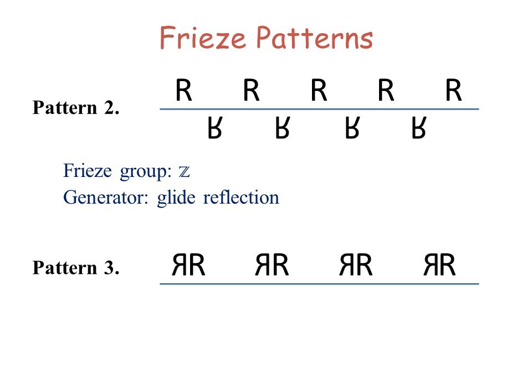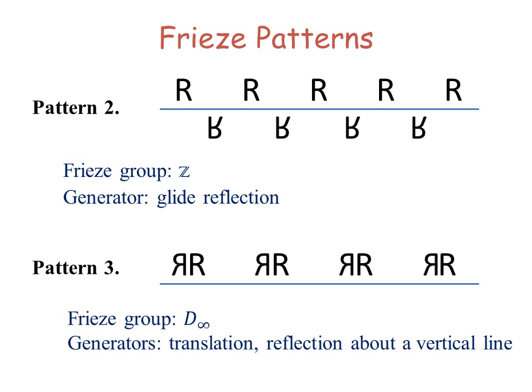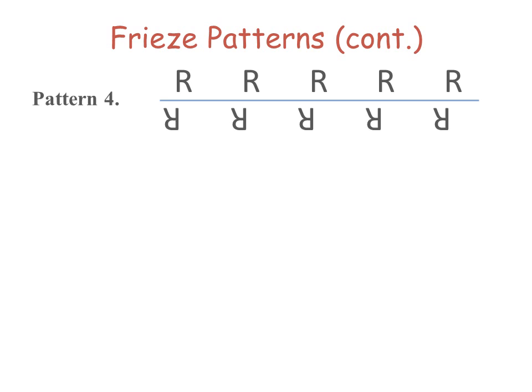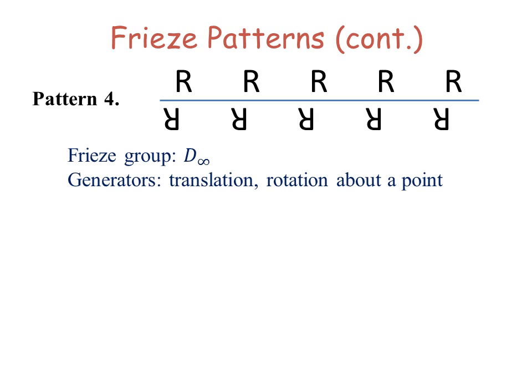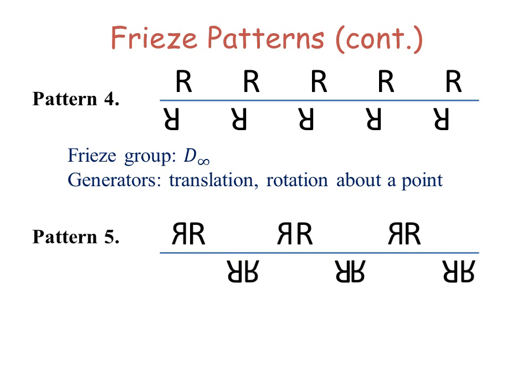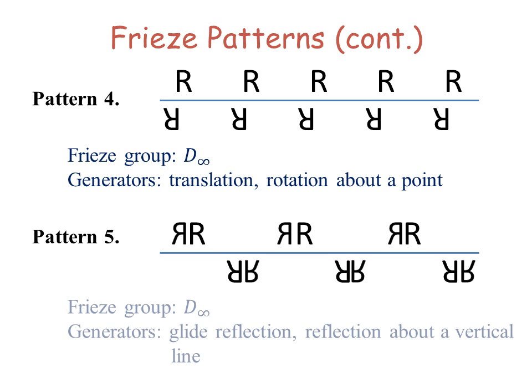Pattern 3. The Frieze group is D sub infinity. It is generated by translation and a reflection about a vertical line. Pattern 4. The Frieze group is D sub infinity. It is generated by translation and a rotation about a point. Pattern 5. The Frieze group is D sub infinity. It is generated by glide reflection and a reflection about a vertical line.